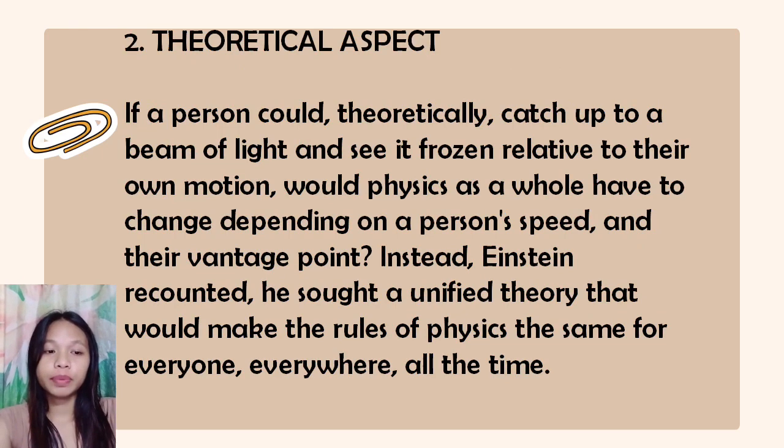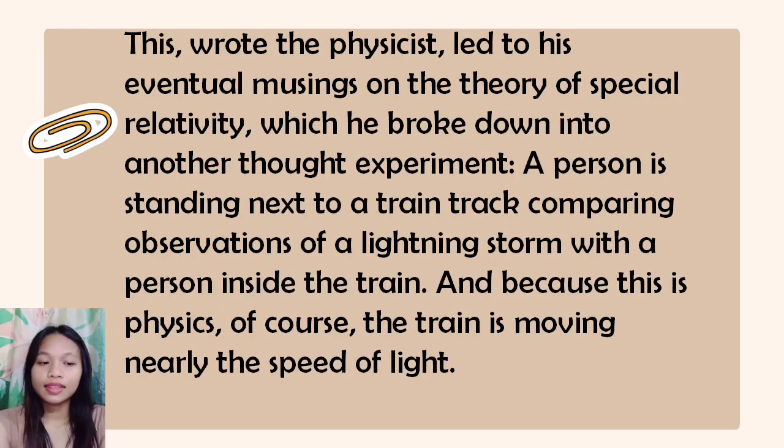Theoretical aspect. If a person could theoretically catch up to a beam of light and see it frozen relative to their own motion, would physics as a whole have to change depending on a person's speed and their vantage point? Instead, Einstein recounted he sought a unified theory that made the rules of physics the same for everyone, everywhere, all the time. This road led to his eventual musing on the theory of special relativity, which he broke down into another thought experiment.